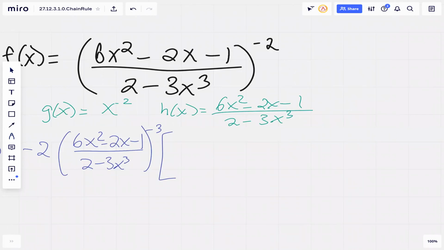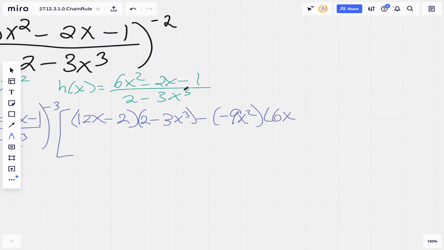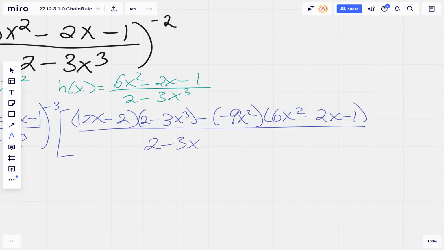All right, so let's move over a little bit, give ourselves some room. We need to use the quotient rule on h because it's a quotient. So the derivative of the numerator first, 12x minus 2 times the denominator, minus the derivative of the denominator, 9x squared, times the numerator, 6x squared minus 2x minus 1. All of this is over 2 minus 3x cubed, all squared. Good.